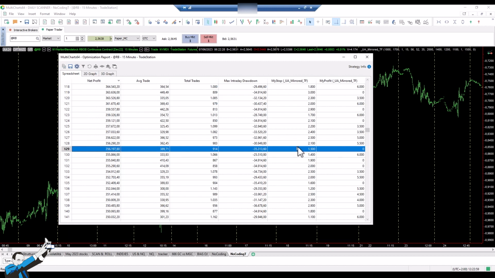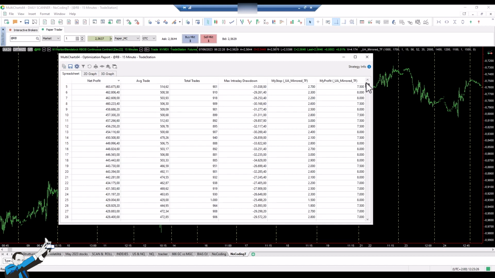This is the level we started from, and if you remember, we had a stop loss of $1,500 and no take profit. We made $356,000 with an average trade of about $390. This isn't the best solution. In fact, after ranking them by decreasing net profit, we see that there are many better combinations than this.